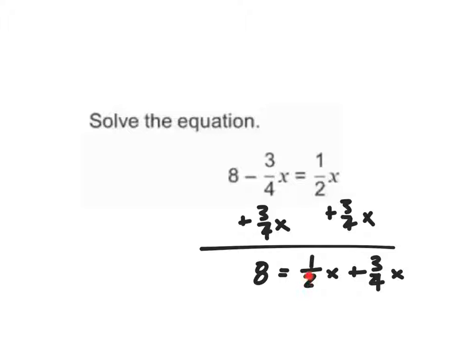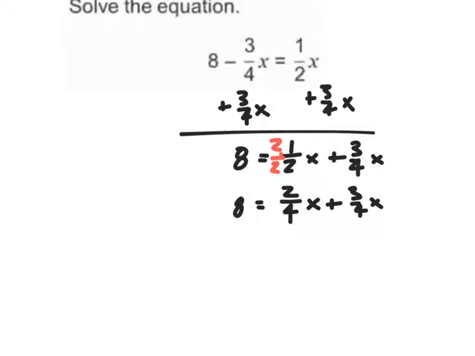I want to turn this 2 into a 4, so I'm going to multiply top and bottom by 2 over 2. So I've got 8 is equal to 2/4 x plus 3/4 x. And then what I can do is just add my numerators together. 2 and 3 is going to give me 5, so I'm going to get 5/4 x. And that's all equal to 8.